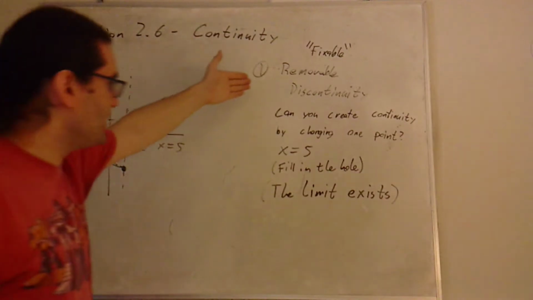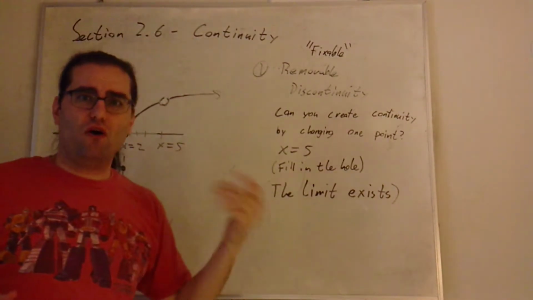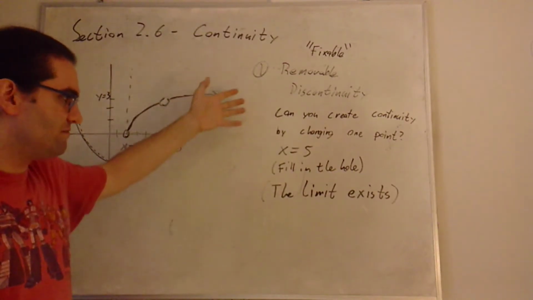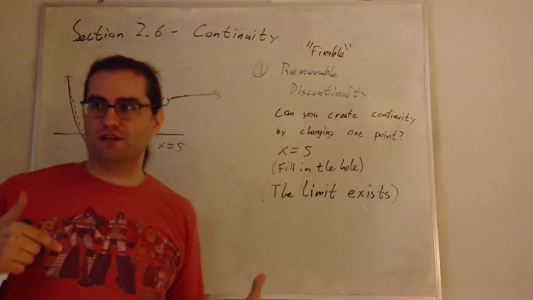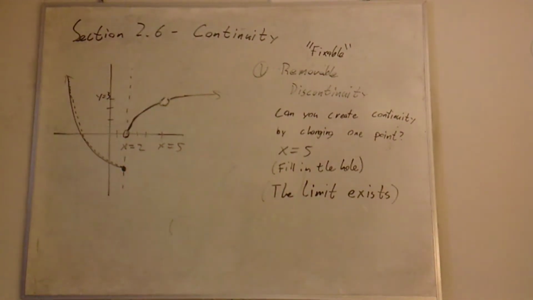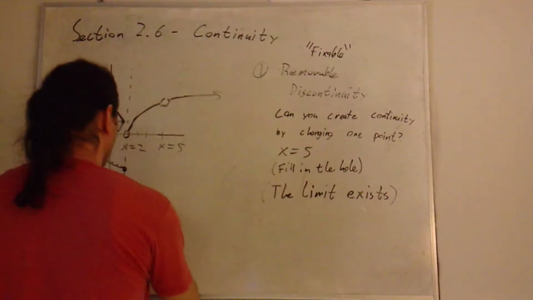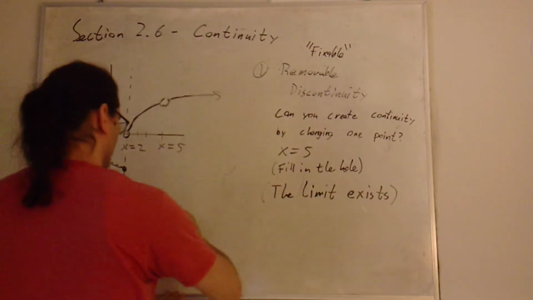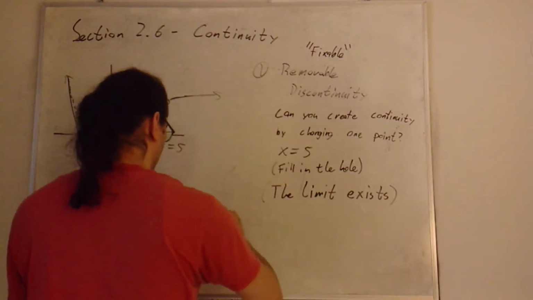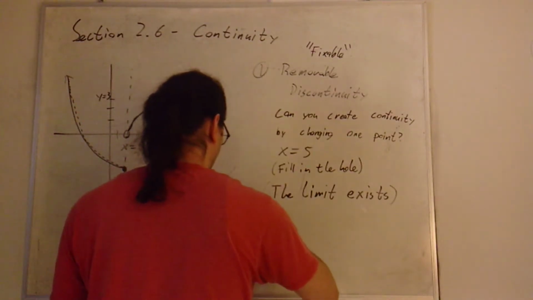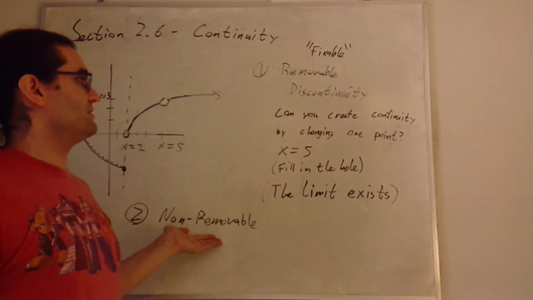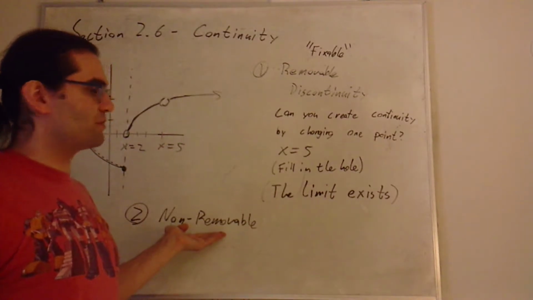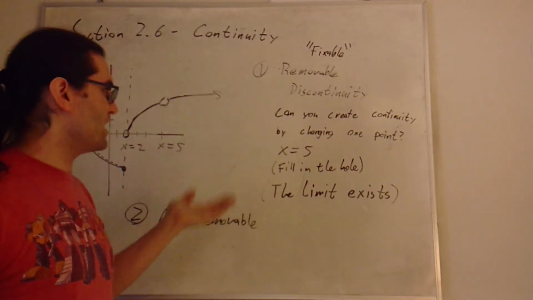So there's a lot of different ways to think about this. All of these different ways to think about this are equivalent, I'll say. They're not identical because they involve thinking about this in sort of different ways, but they are equivalent to each other. So the other kind of discontinuity we have is, if it's not removable, then it's non-removable. Non-removable means we cannot fix it. We cannot create continuity by changing one point. And the limit does not exist.